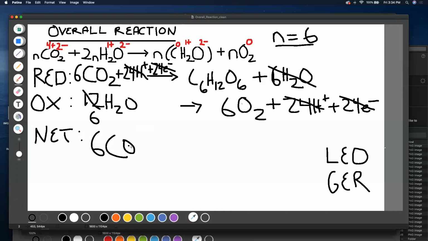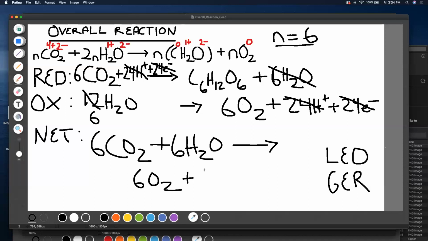And you're left with 6 CO2 plus 6 H2O goes to 6 O2 and the glucose molecule. And that is your final balanced equation.